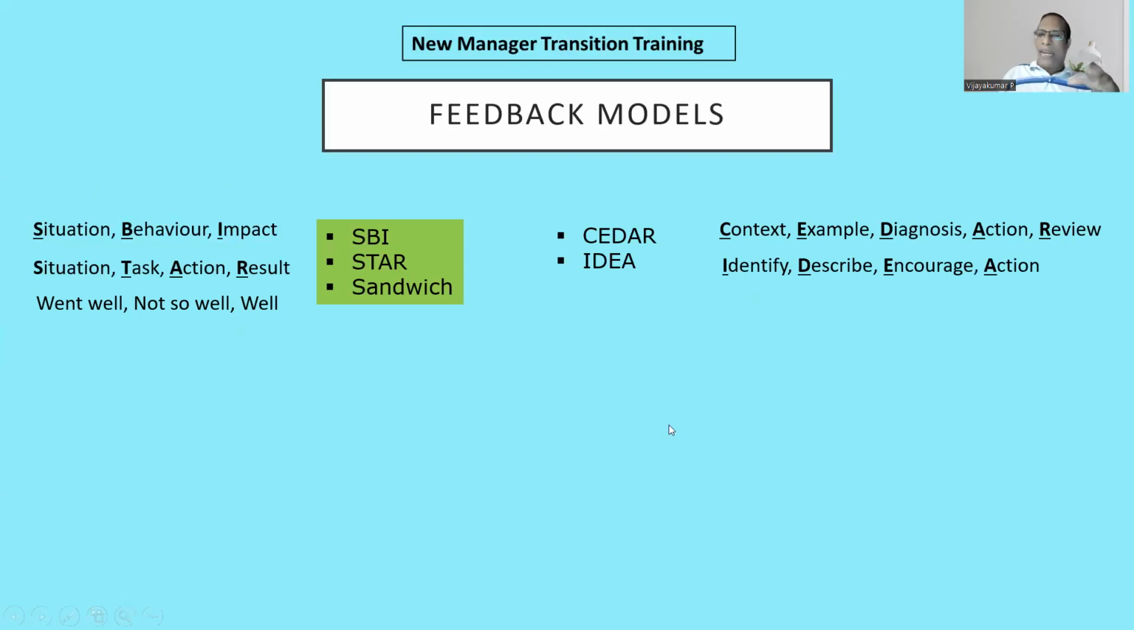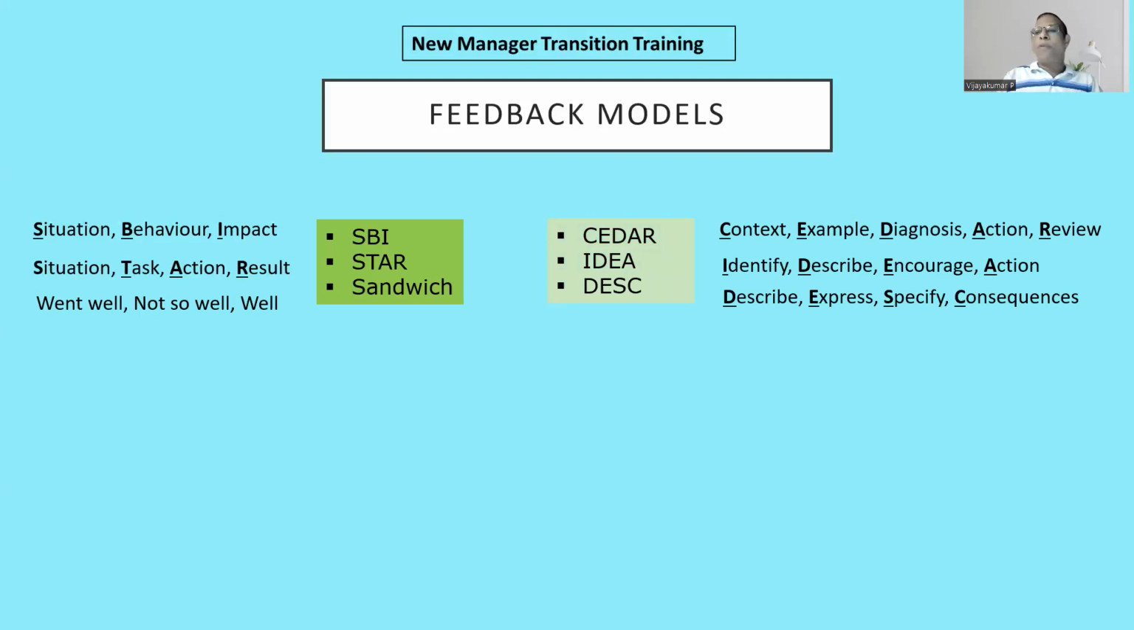The other model is called IDEA. Again, they identify the problem. What was the problematic behavior or the problematic action, and they describe what happened and why it happened. They encourage the receiver of the feedback to expand, and they ask the receiver to tell how it can be improved, and then what the action plan is, right? And then the third one is DESC, which is basically describe.